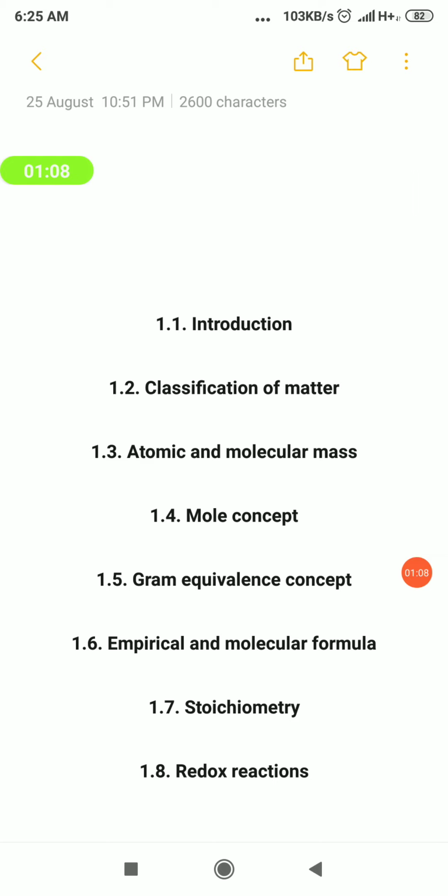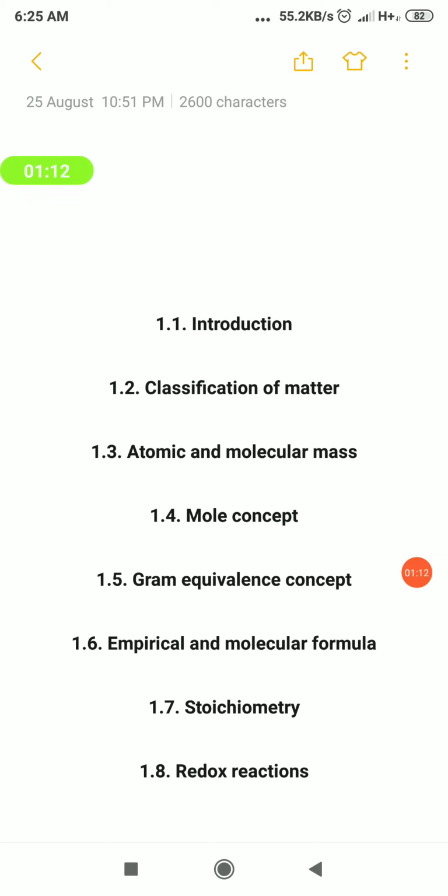Students, these are the concepts we are going to discuss in this lesson. There are only 8 headings. So what are they? The first one is introduction. It is a common one, the introduction about this lesson. Then the second one is classification of matter. You are familiar with the term matter. Matter means things. So that we are going to see.